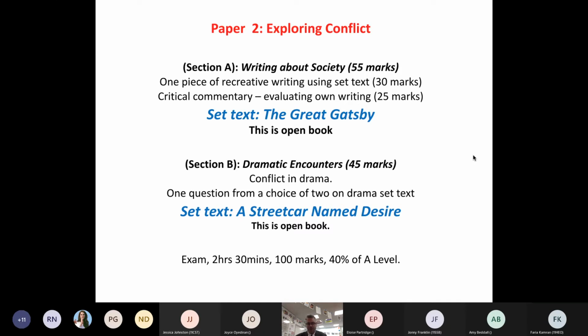But the best students, who are best prepared, know the text so well they're not having to flick backwards and forwards all the way through. They know the play well enough to write their answer and plan it from scratch. They don't need to sit there trawling for quotes for half an hour, because obviously you won't have time.